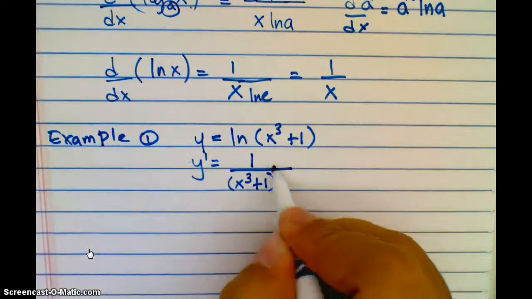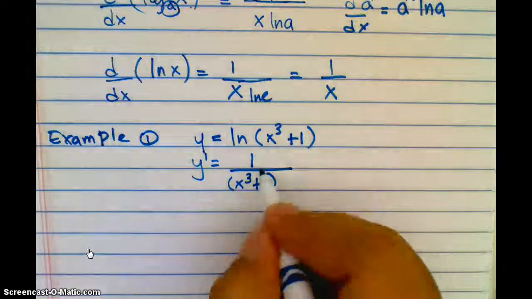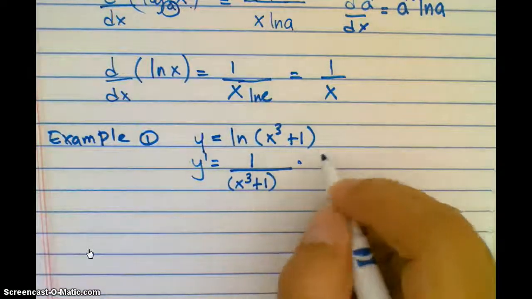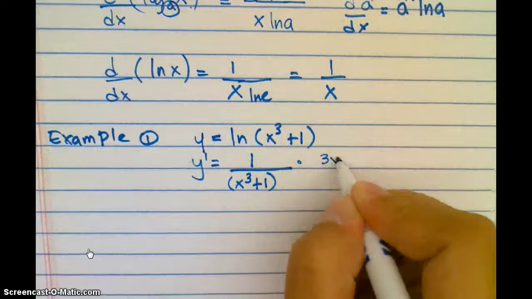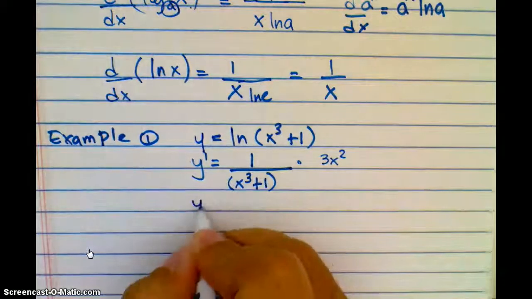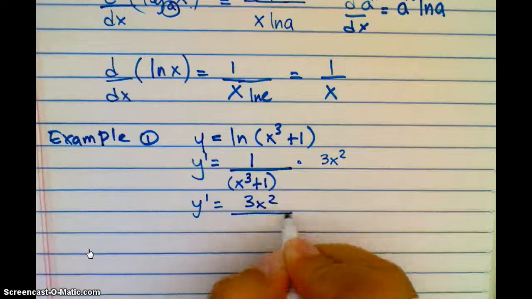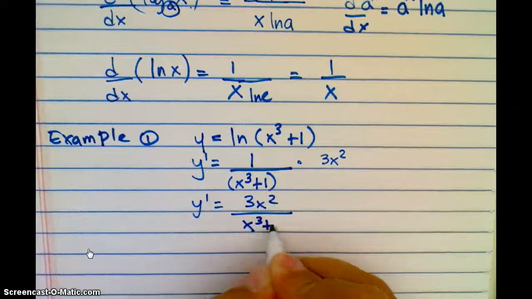Since it's natural log, that's where it should end. However, I'm applying chain rule, so I'm going to multiply that by the derivative of the inside, which will be 3x squared. Now, writing everything nice and neat, 1 times 3x squared is 3x squared over x cubed plus 1.